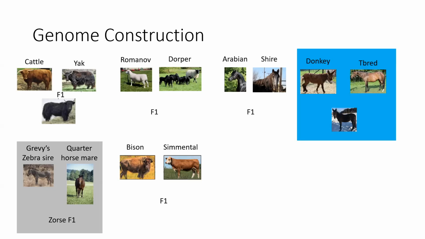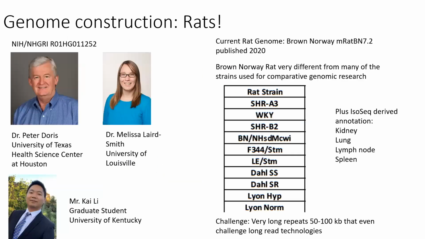Where we're making great hay. And in fact, in the equine community, we're working to make a T-to-T assembly with a mule produced by a donkey and a thoroughbred. We're also working to sequence a zorse from a zebra sire and a quarter horse mare. And I was involved in a project that did a bison Simmental assembly.